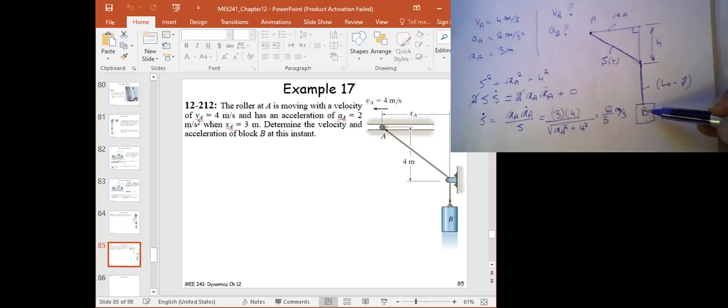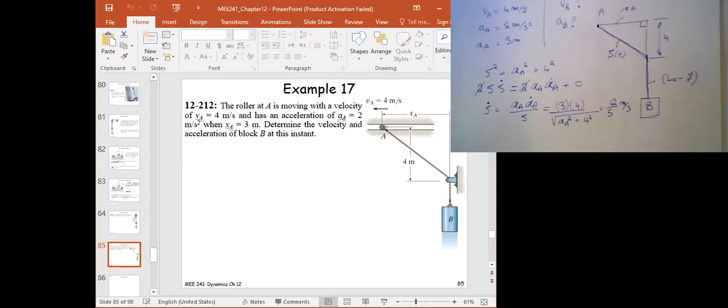S prime over VA. How can I find the velocity of B right now? It's the same S prime. Why is it the same? Because L0 is the same. Exactly, it's not the same, but it's attached by the same cable. So if the rate of change of this cable is equal to S prime, then this guy is decreasing by how much? S prime, right? It is basically the same cable.